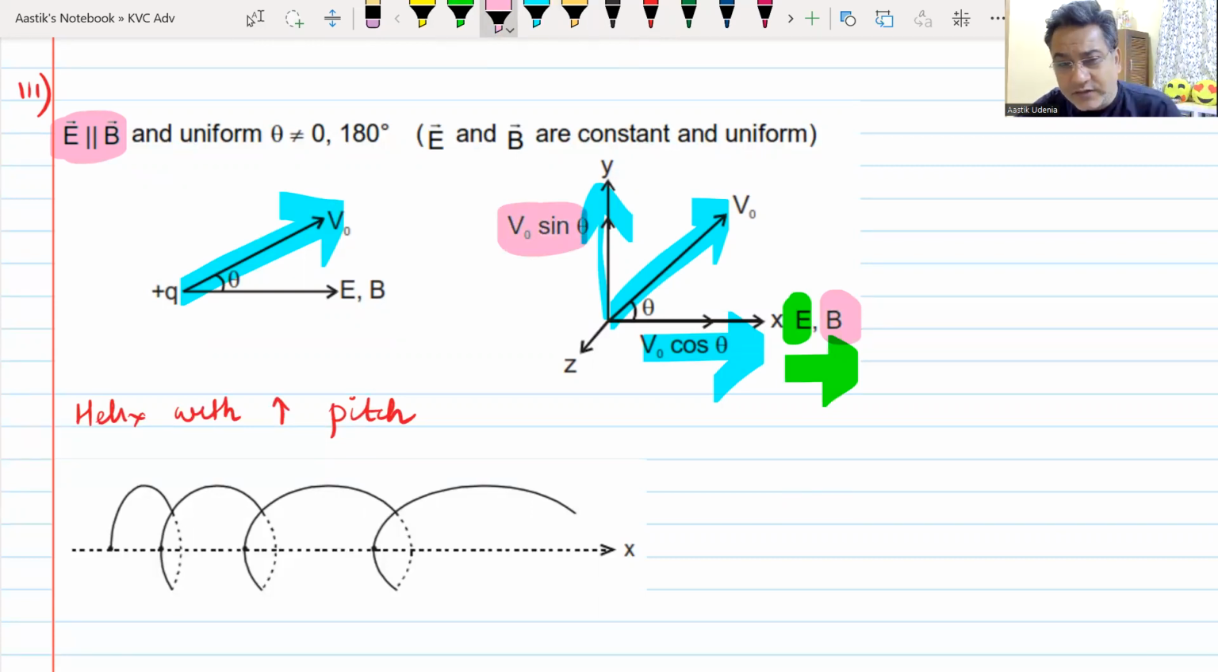It will be moving in a circular path, but it will also be going ahead. The x component of velocity will keep on increasing, and therefore the pitch will keep on increasing. So this is also a case where E and B are parallel and velocity is not parallel, then that is the case of helix with increasing pitch. I'll give you 2 minutes to note this down.